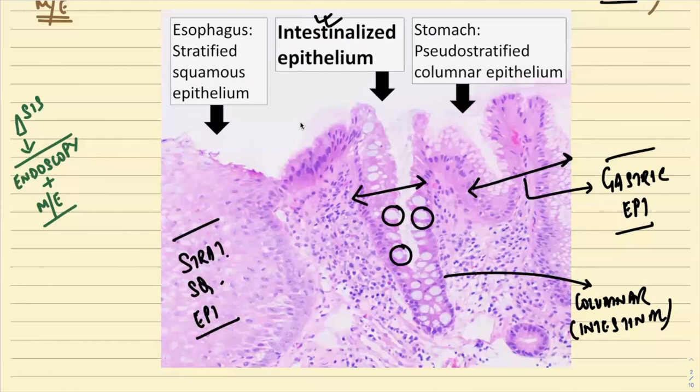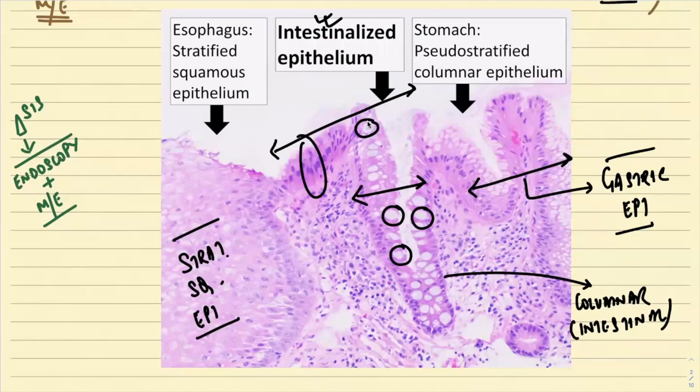So normally, always remember, the lower end of the esophagus contains the stratified squamous epithelium. Now, constantly, if there is an irritation of this lower end of the esophagus by the acid reflux, then what is going to happen? The stratified squamous epithelium is going to undergo metaplasia. Why? Because it has to protect itself. So it is going to undergo what is known as intestinalization. The epithelium starts to become columnar, and also it contains goblet cells. And what is the role of this goblet cell? The goblet cell is going to secrete the mucus. So it is going to protect the lower end from the acid reflux which is happening.